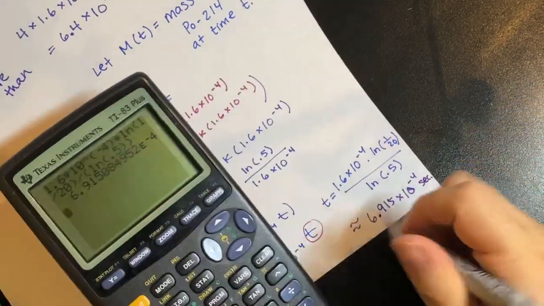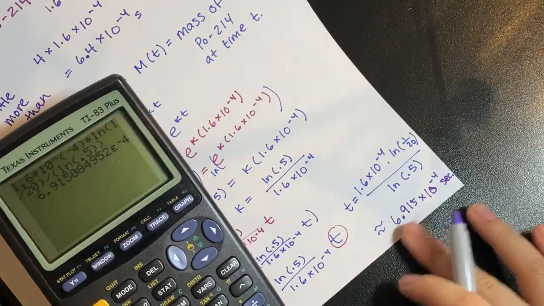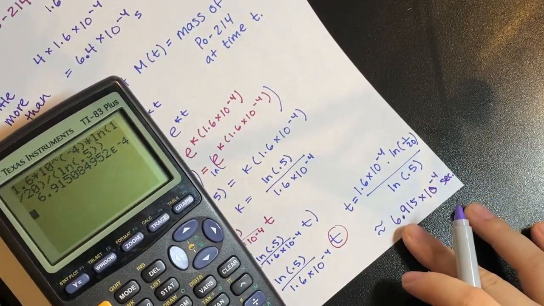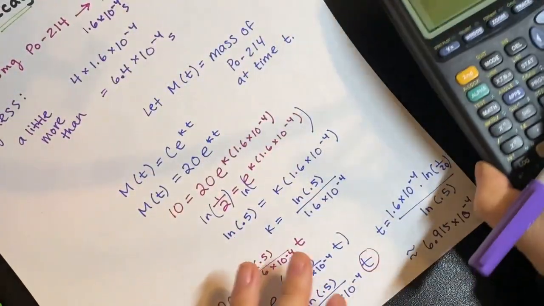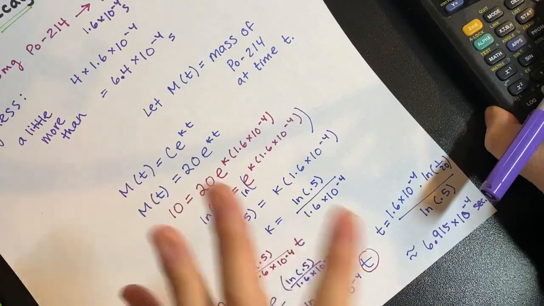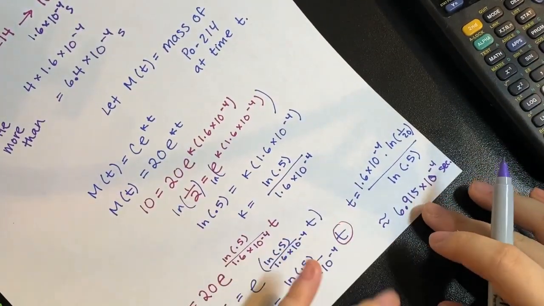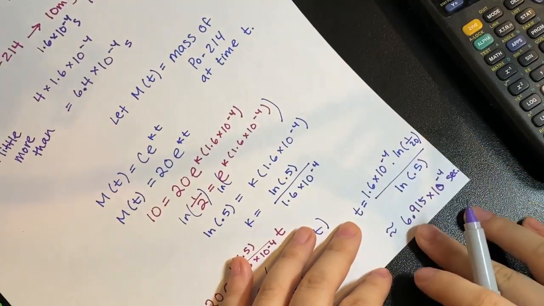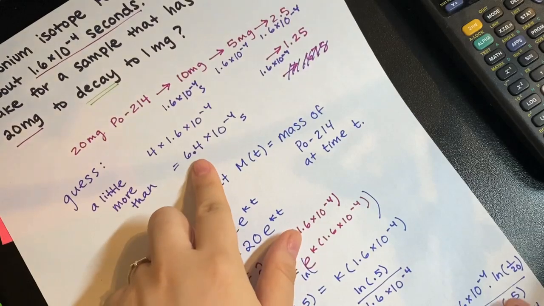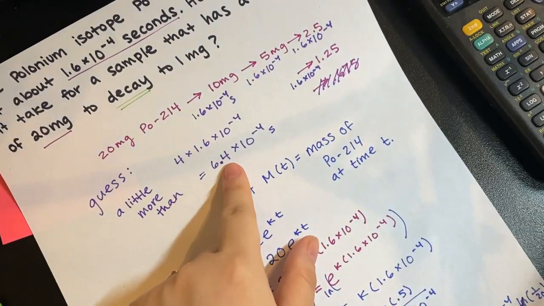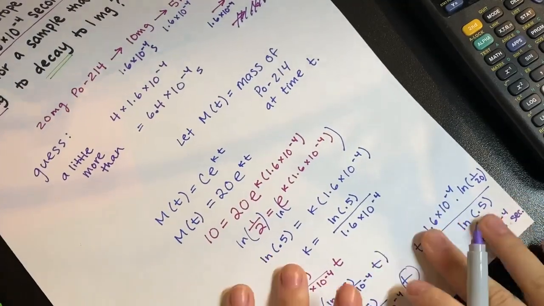Remember, our unit is going to be time, so that's going to be in seconds. So you can round that to 2 decimal places, 6.91 or 6.92, depending on how you like to round things. There are different rules. Some people say if it's odd or even or whatever, but I'd like to round up if it's 5 or above. So 6.92 times 10 to the negative 4 seconds, which is a little bit more than our 6.4 times 10 to the negative 4 seconds. So it looks like we're on the right track.